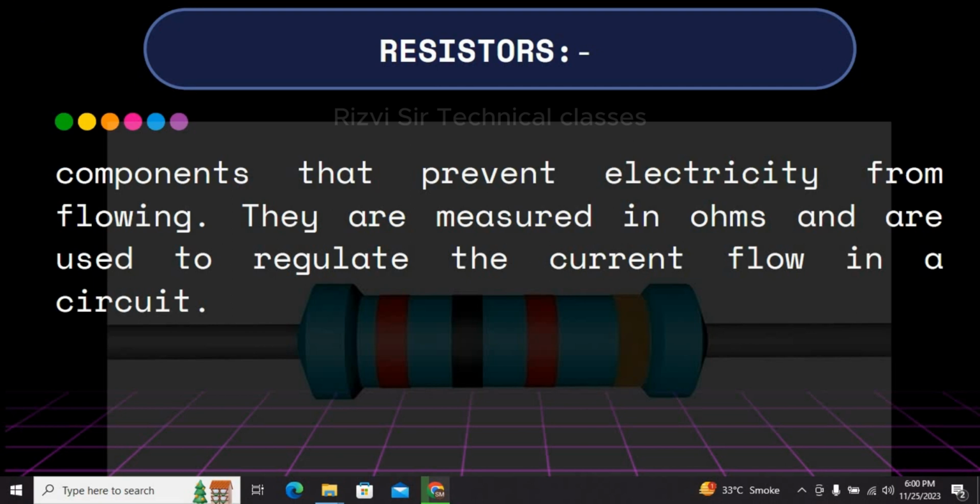Then what is a resistor? A resistor is an electrical component that limits or controls the flow of electric current in a circuit. It's designed to create a specific resistance measured in ohm. The resistance unit is ohm and is used to regulate current, divide voltage or generate heat in various electronics applications. Next would be capacitor.